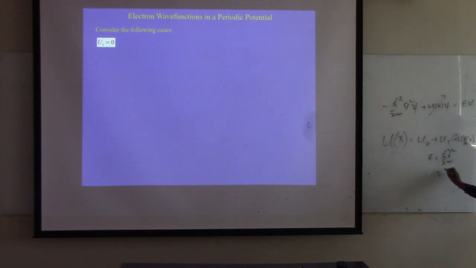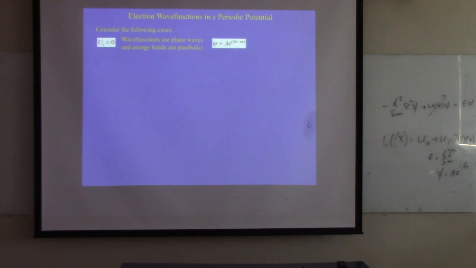Then your solution should be some A e to the i(kx minus omega t), like that, right? That's the same as before, right? If U1 is 0, then you get the parabolic energy, with the wave e to the i(kx minus omega t). Yeah. So now, if U1 is not 0, then it's different, right?